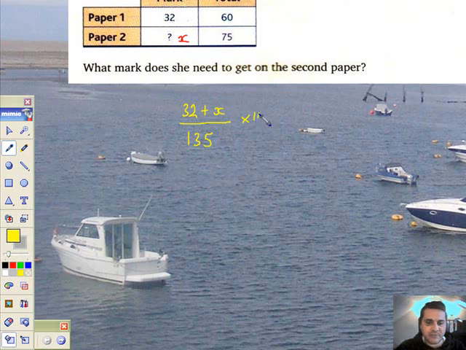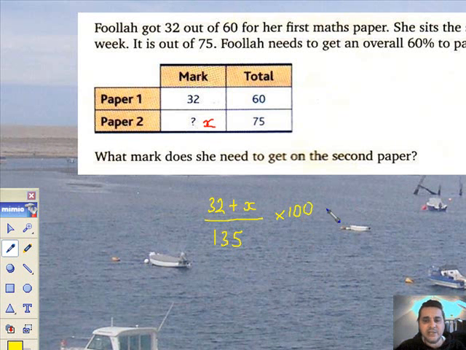When you multiply the fraction by 100, you change it into percentage, and that's got to come to 60% to pass overall. So we've set up a very simple equation: 32 plus something, x, over 135 times 100 would come to 60. Well, first of all, let's just get rid of this times 100 by taking over and dividing, and we're left with 32 plus mystery x divided by 135 will come to 60 over 100, or 0.6. So this fraction equals the decimal 0.6.